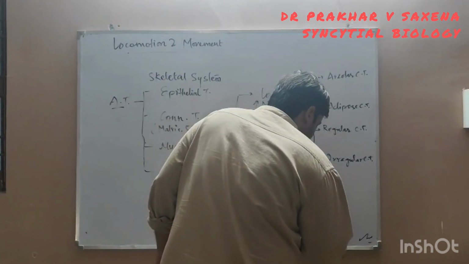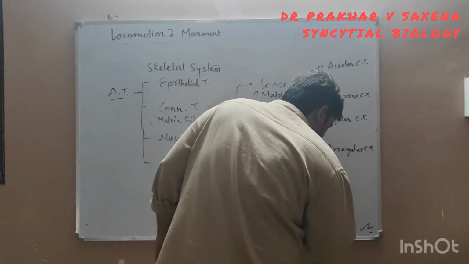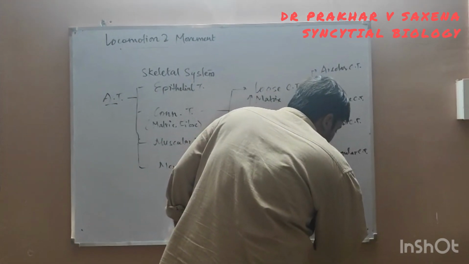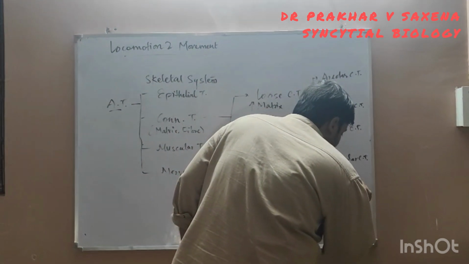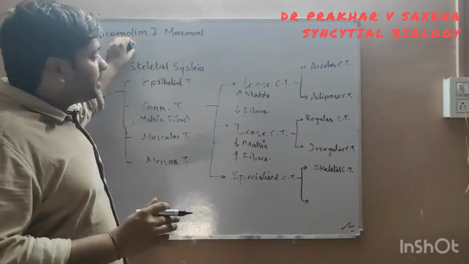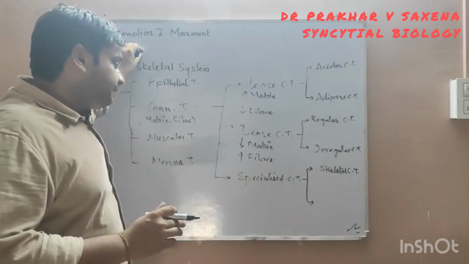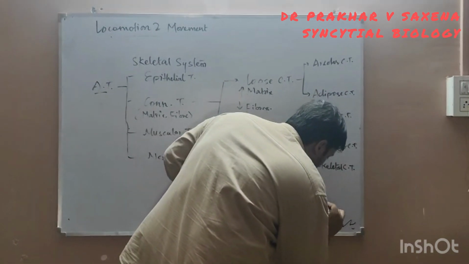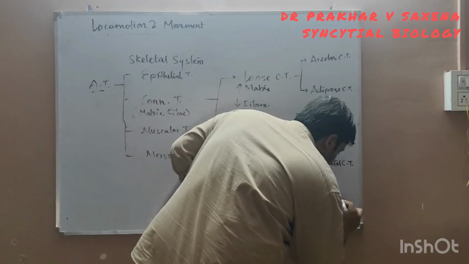Now, specialized connective tissue, depending upon the special function which it is performing, is of two types. What? First is skeletal connective tissue, which we are dealing with in this chapter, locomotion and movement, right? And the other one is fluid or vascular connective tissue.